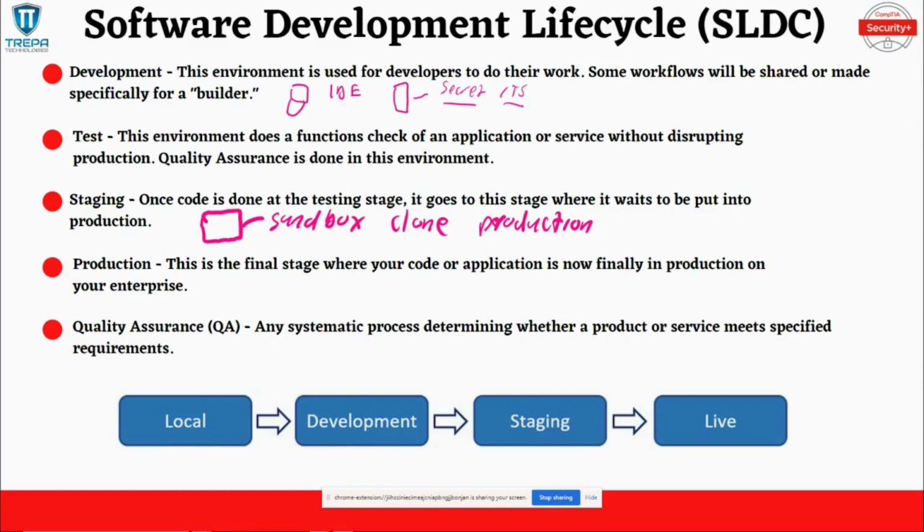The production environment is the live environment. This is the actual network and enterprise where you conduct business. So it's very important that we do all these checks before we go live with it.